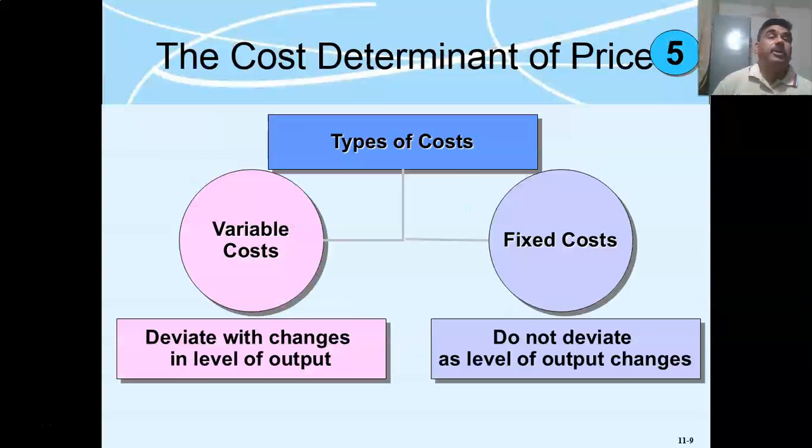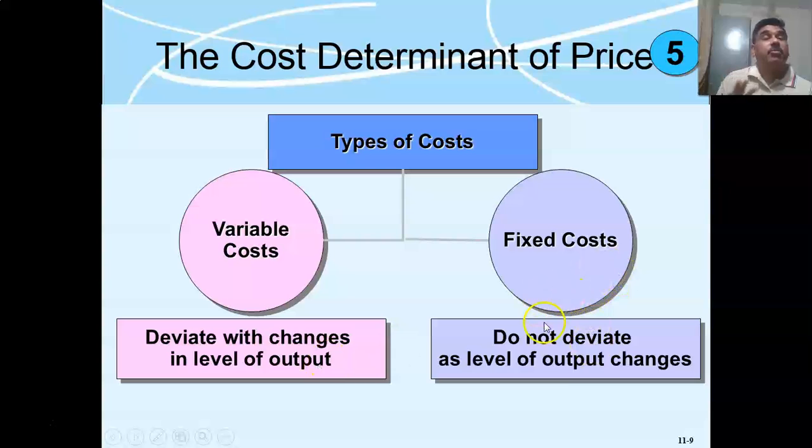Then the cost determinant of price. Under this, first we have to understand the different types of cost. One is the variable cost, another is the fixed cost. Variable cost is normally changed by the level of output. The more the output, the more the company has to deploy resources for producing that output, right? So variable cost is based on that, because as the level of output changes, the cost varies accordingly, right?